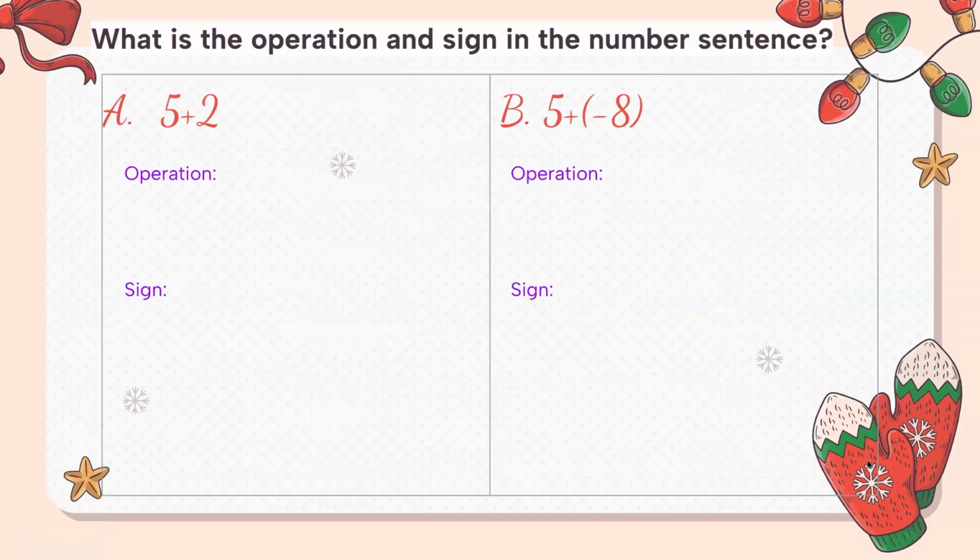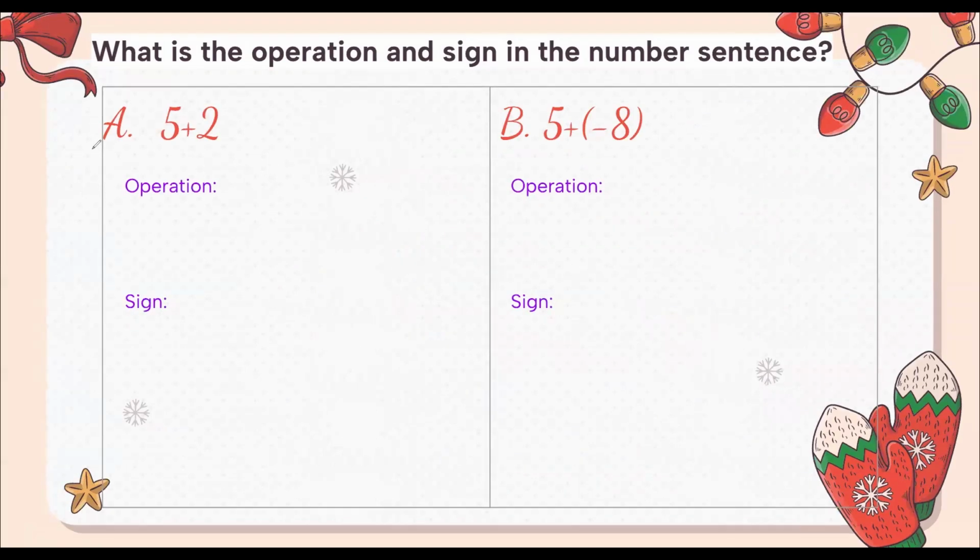So we're going to start this lesson with a short review of our prior knowledge. In previous lessons, you have learned how to identify the operation and the sign of the integers in the number sentence. So let's do a quick review on question A. What is the operation of this number sentence? As you can see in the middle, we have the plus sign. That means the operation for this number sentence is addition.